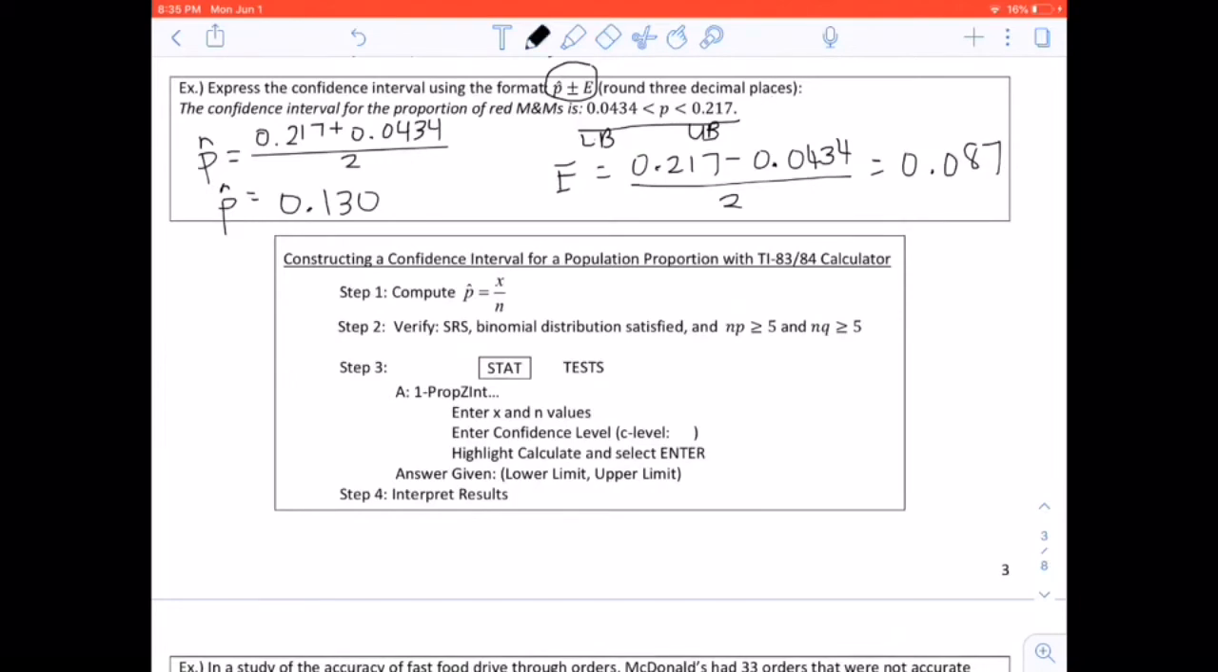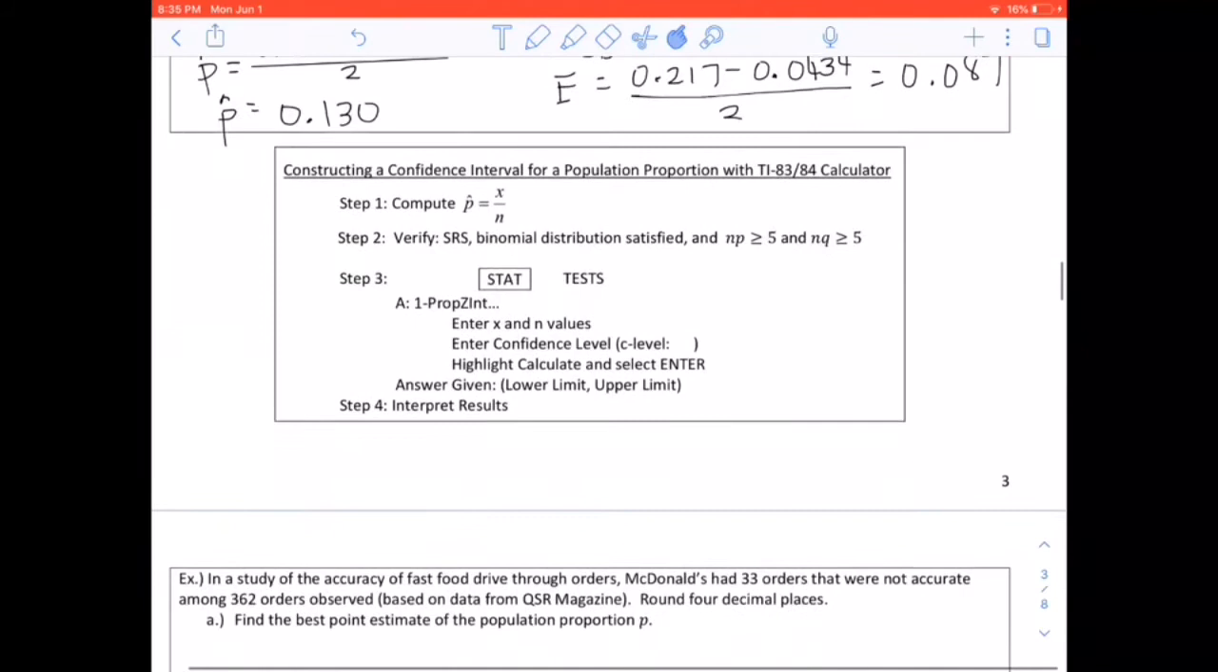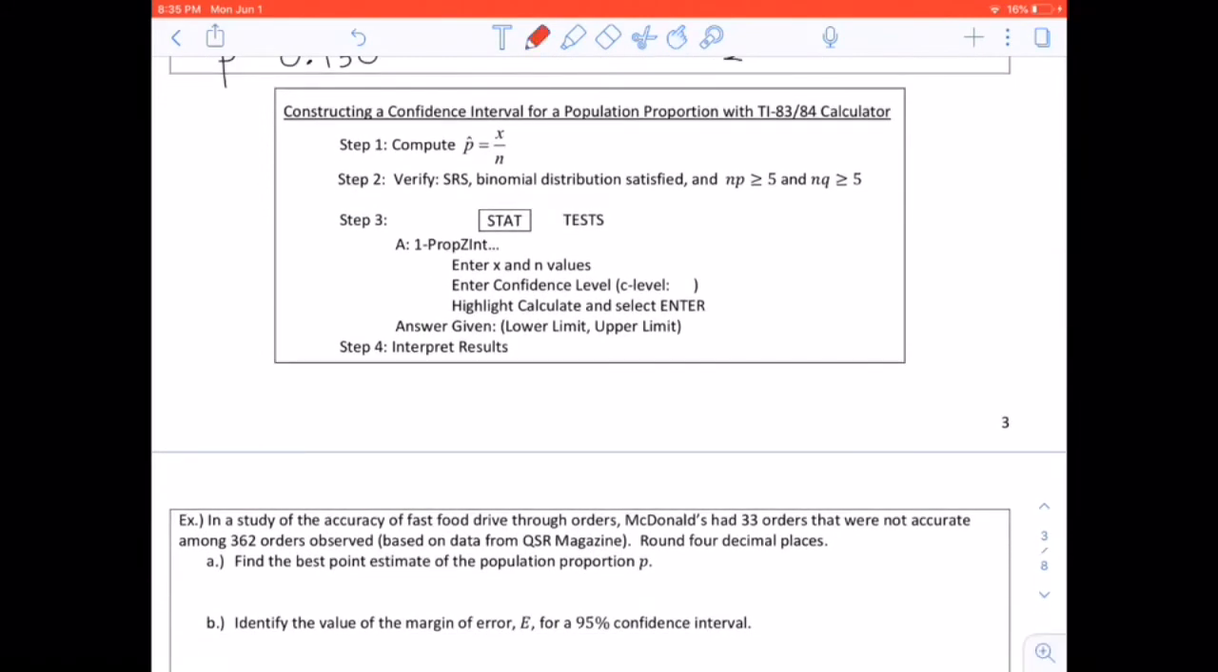So from this, it wants us to express our answer in a certain way. It says it wants it written as P hat plus or minus E. So P hat is 0.130 plus and minus E, which is 0.087. And so again, the way that your calculator gives you answers is going to be expressed as lower bound, comma, upper bound.